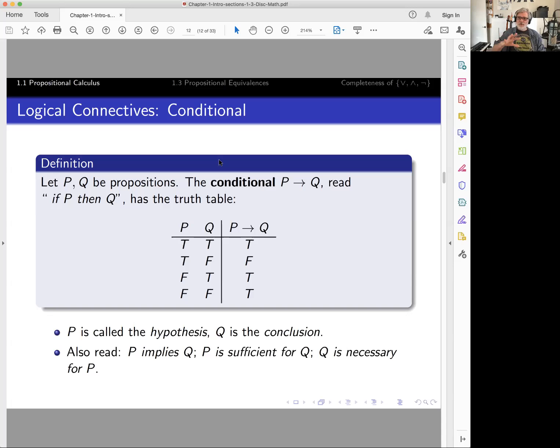Okay, I'm going to spend a couple of slides discussing this. Here are some words that you might see pop up here and there, especially in terms of math reasoning. P is called the hypothesis of this conditional, and Q is the conclusion.